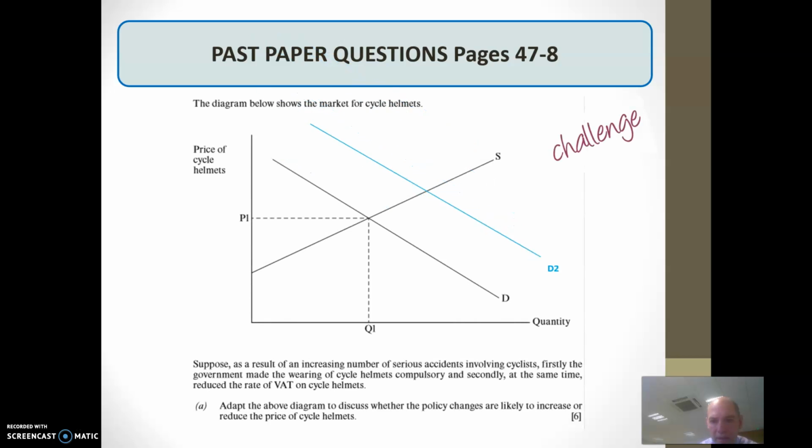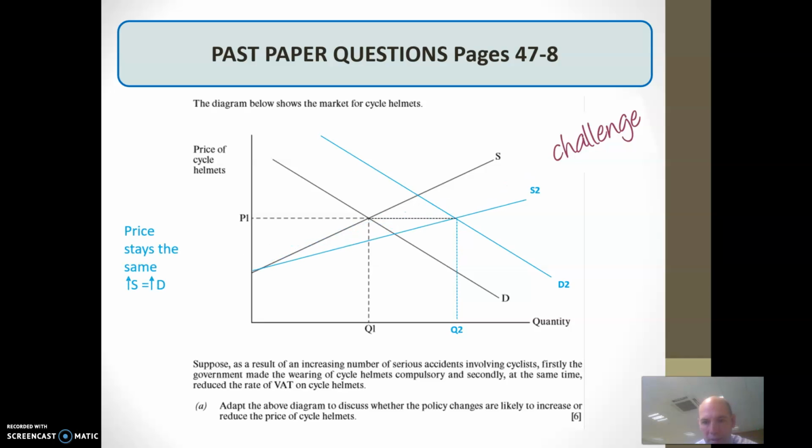And then finally, there may be some people who drew something like this, and the price stayed the same at P1, and the reason is because the increase in supply that you drew matched the increase in demand, and as a result there is no change in price.